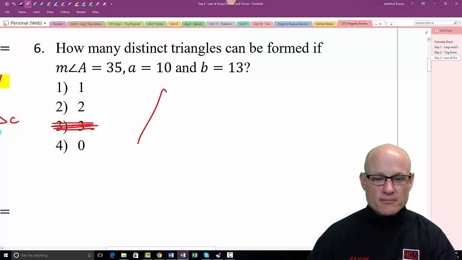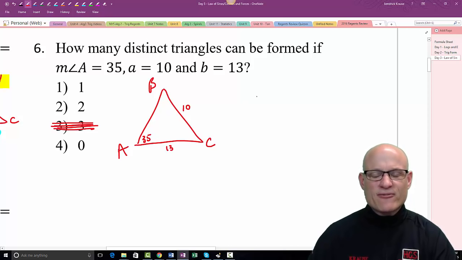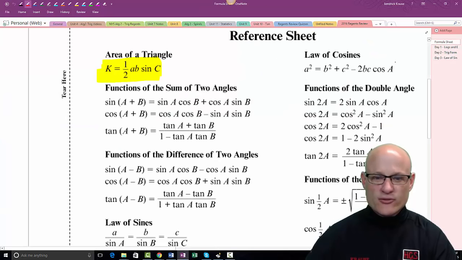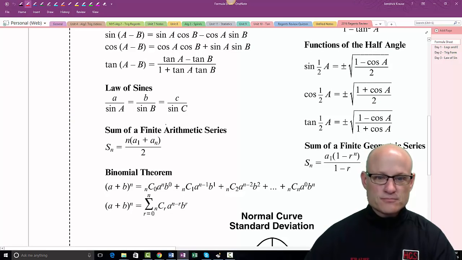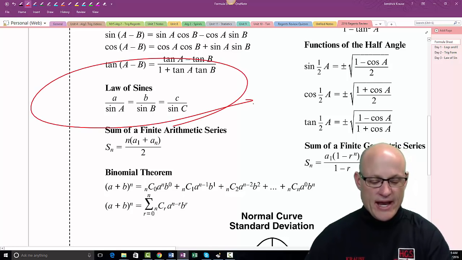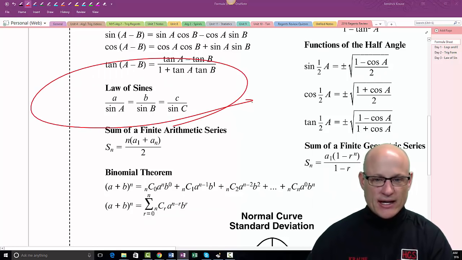So let's draw it up. A, B, and C. A is 35. Little a is 10. Little b is 13. So the trick is you need to find another angle. The only angle I can find based on this information is this one right here. And we're going to use the law of sines. Do you remember the law of sines? It's right here. You need any 2 angles, any 2 sides. Okay.